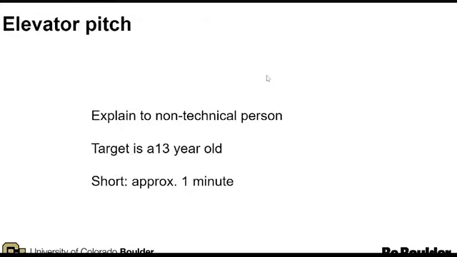Last but not least, we're going to talk about the elevator pitch. Now, the elevator pitch is something you can explain in a minute or less. So think about you're on an elevator with somebody going up just a couple of floors and they say, "Oh, what do you do?" or "What are you working on?" So you want to be able to explain it to a non-technical person. So think maybe your 13-year-old niece or nephew or cousin, and keep it short, about 1 minute.